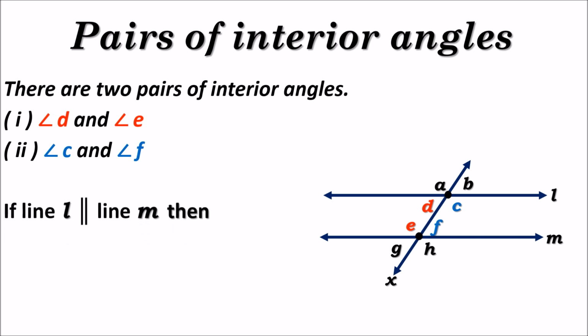If line L is parallel to line M, then angle D plus angle E equals 180 degrees. Angle C plus angle F equals 180 degrees. It means if any transversal intersects two parallel lines at different points, then the interior angles formed in this figure will be supplementary. Supplementary means the sum of those two interior angles would be 180 degrees.